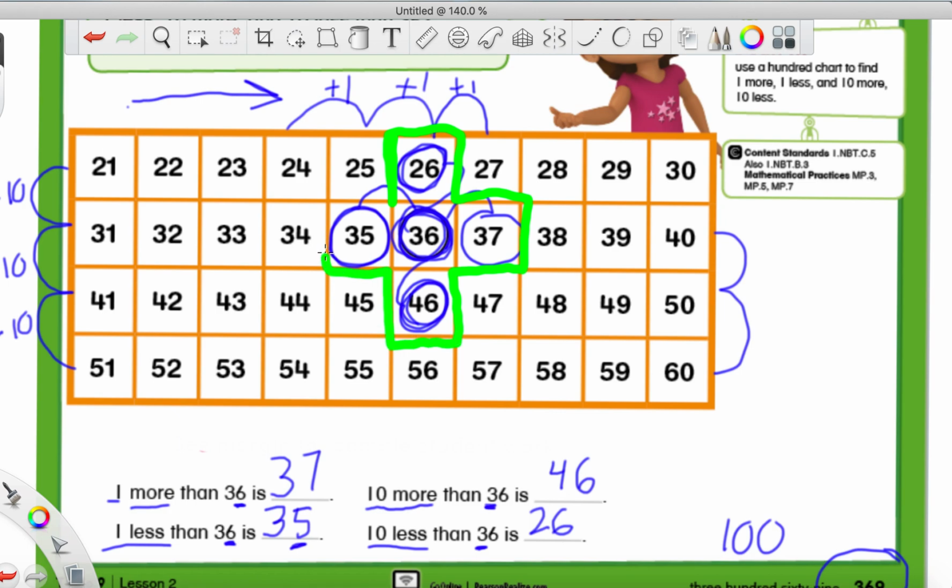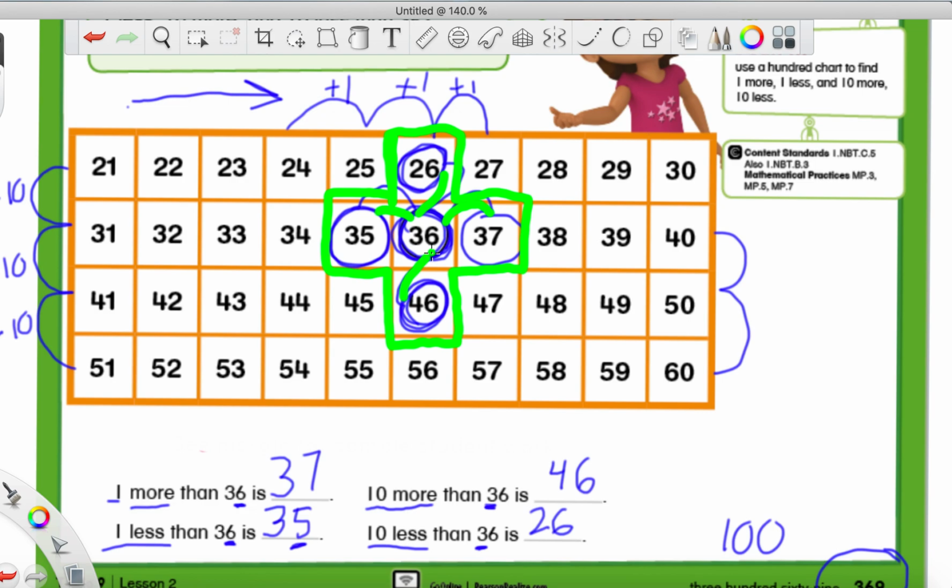So, whenever you are thinking 10 more, 10 less, or 1 more than and 1 less than a number, think about this plus sign. You're only going to move one jump in any direction. Okay? So if you go right, that's +1. Go left, that's -1. Go down, that's going to be +10. And you go up, that's -10. You're always going to move within like a little plus sign shape. Okay? And you're going to see this a lot more as we keep going.